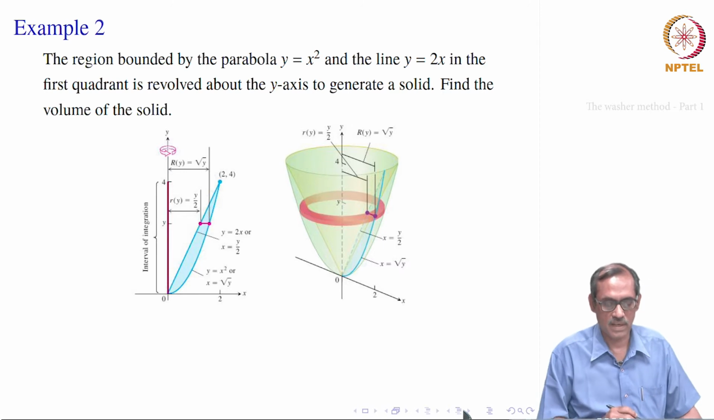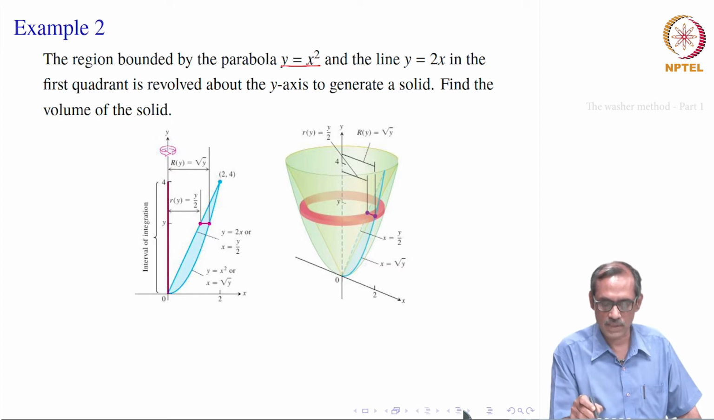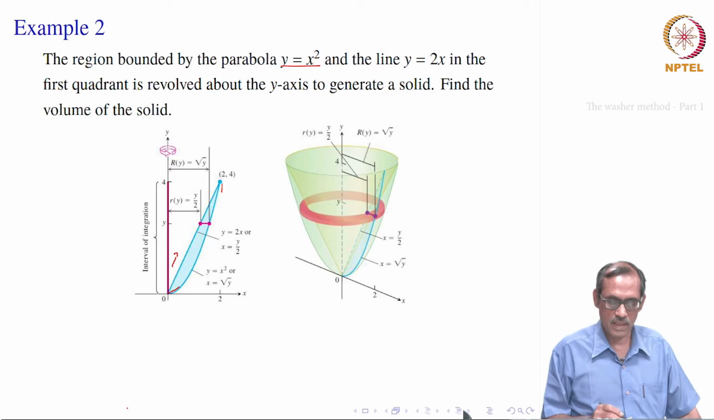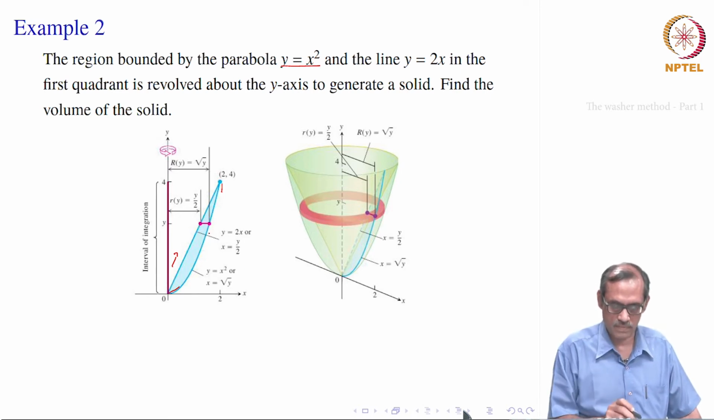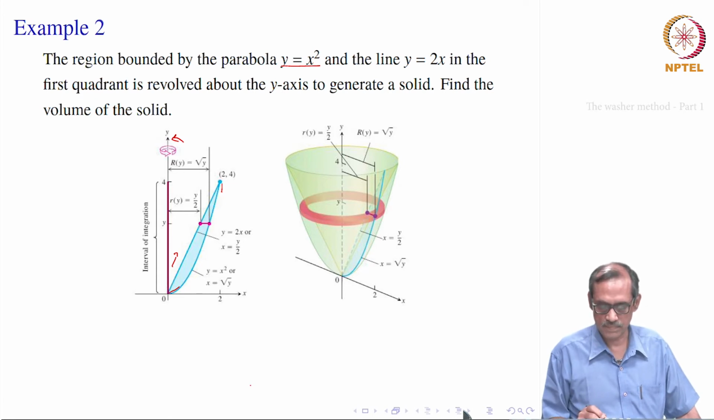Okay, so, let us take another example. Here the region is bounded by the parabola y equal to x square, which is this one, and the line y equal to 2x, which is this one, in the first quadrant, and this is revolved about the y axis. So, that is why this symbol, to generate a solid. So, the solid is painted green here. Find the volume of the solid.